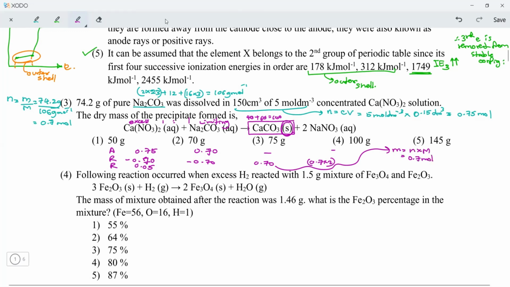0.7 moles into 100 grams per mole. So then you are having what? 70 grams. So that's our correct answer. Answer number 2.